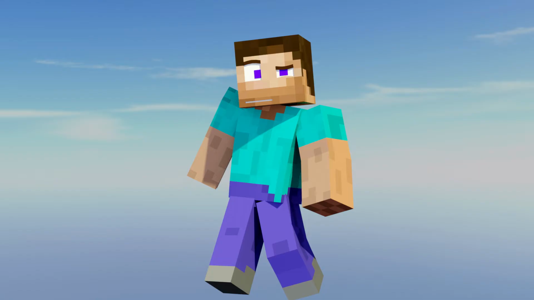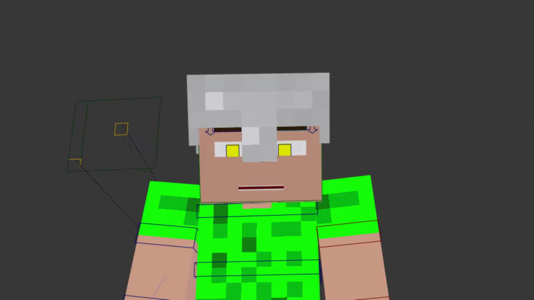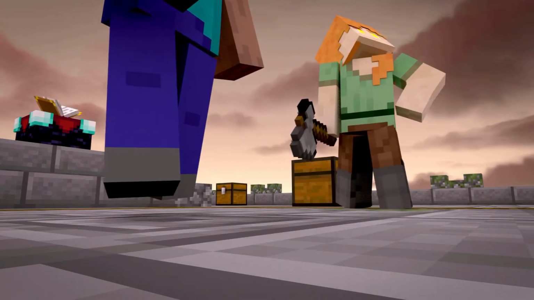Third part, the characters, or the rig. So you might have noticed that my characters are much more expressive than before. Way more, like 10,000 times.